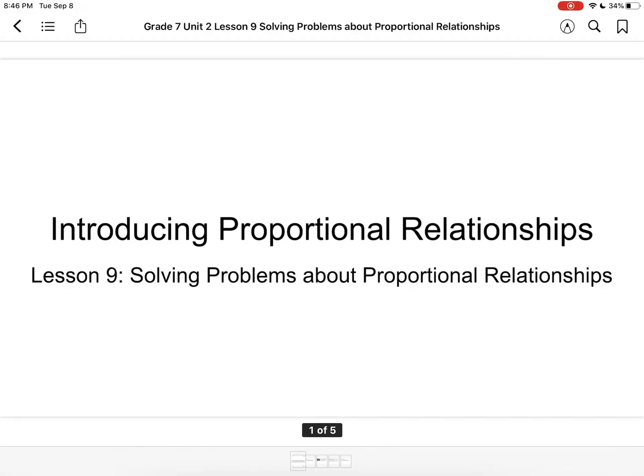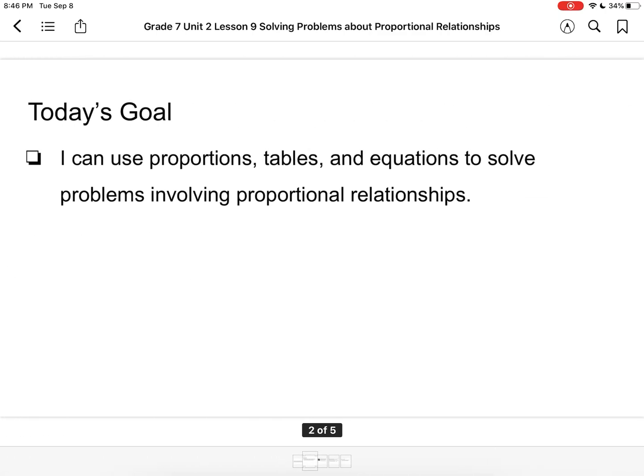Welcome back to the unit on proportional relationships. Today we're going to do some problem solving, and we're going to use a couple of different strategies, including proportions, tables and equations to solve problems.